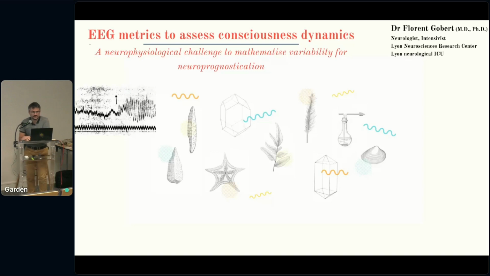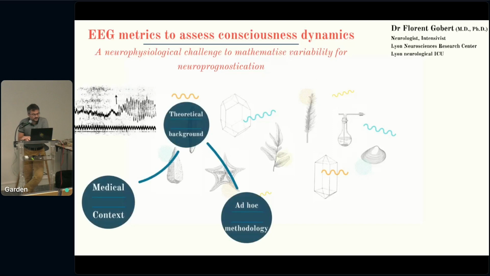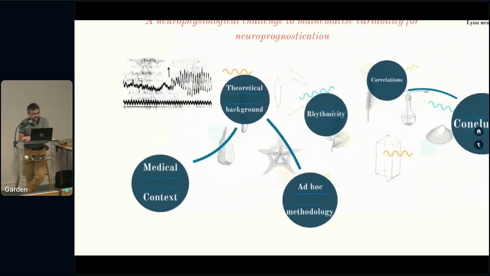So thank you for the invitation and the introduction. So indeed, I will present you the EEG metrics we developed to assess consciousness dynamics. So it was a neurophysiological challenge that we wanted to tackle during my PhD, to mathematize variability for neuroprognostication purposes. So after a short introduction of the medical context and the theoretical background, I will develop a little further the ad hoc methodology we developed here in this lab. And then I will present you just a few results from this method, and then short conclusions.